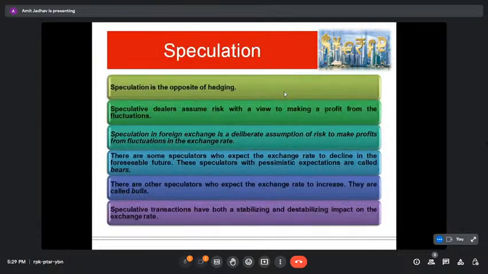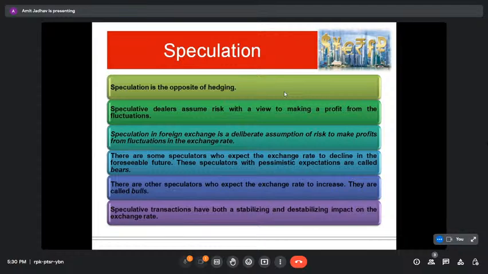Next we have speculation. Speculation is the opposite of hedging. Speculation means the speculation dealers assume a risk with a view to making a profit from the fluctuation. So they are ready to take a risk, with a view to making a profit. The main motive behind taking the risk is making a profit, so they try to get a profit while the exchange rates fluctuate.